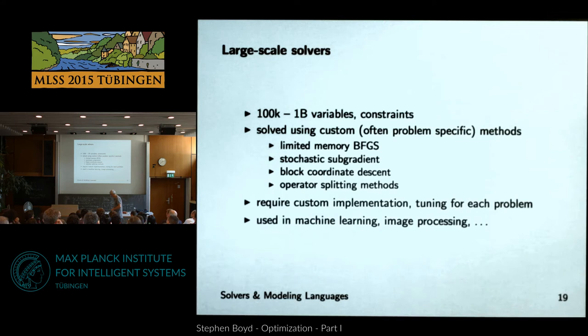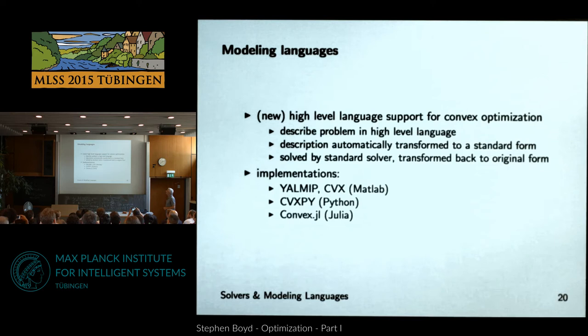Modeling languages. So the idea is you have high-level language support for convex optimization. You describe a problem in a high-level language, and then that's automatically transformed to a standard form, solved by a standard solver, and then transformed back. And there are lots of implementations of this. Now, I shouldn't say lots. There are many, and there are precursors I'm not mentioning here.